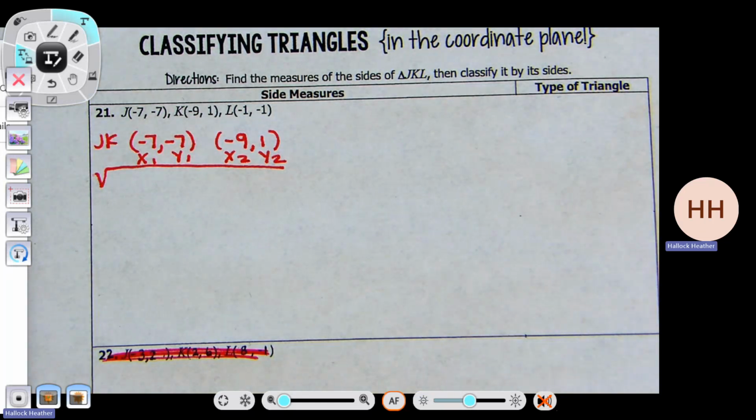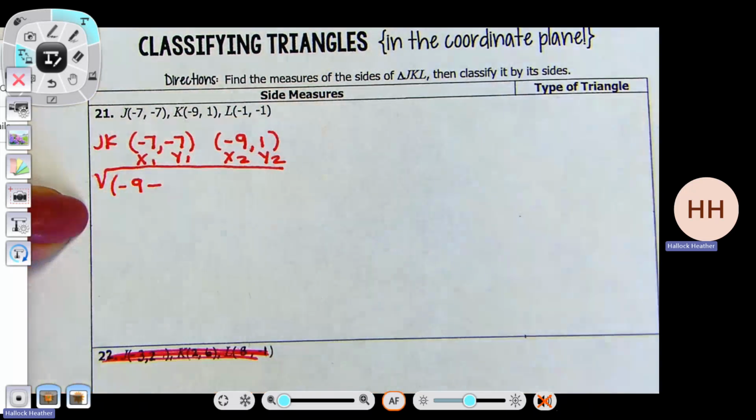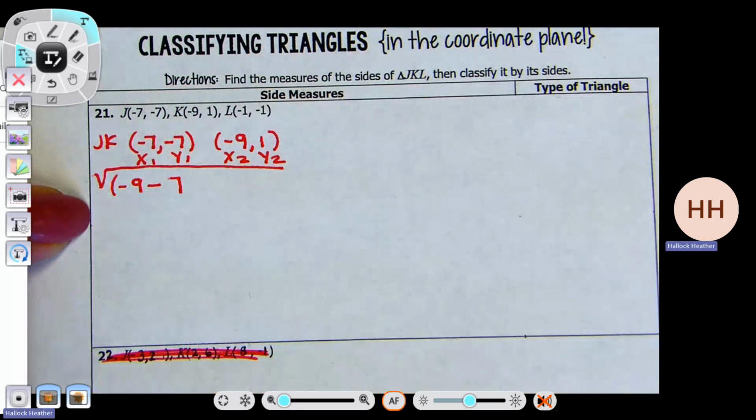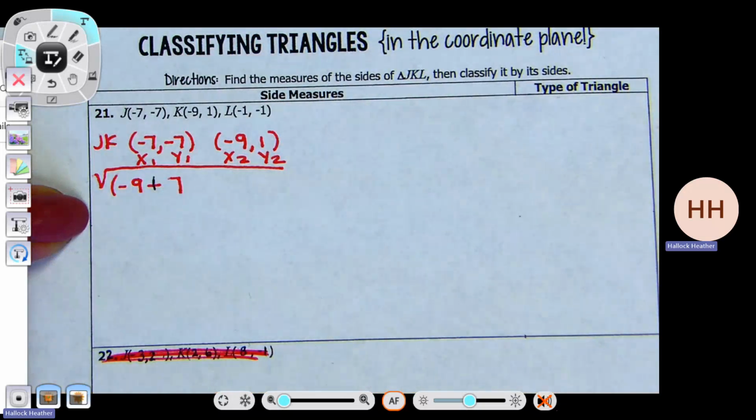So what is X2? -9. I'm subtracting X1, which is -7. Now, if I'm subtracting -7, what is it actually doing? Adding. So it's not adding -7, it just becomes a plus sign. So you're doing -9, you're subtracting -7, and that's what turns it into the plus sign because you're subtracting a negative. I'm going to make it into a plus sign, using a different color so you can see it changed.